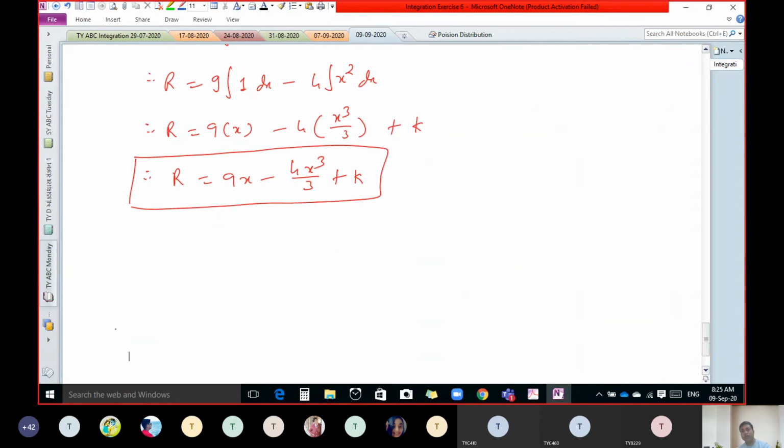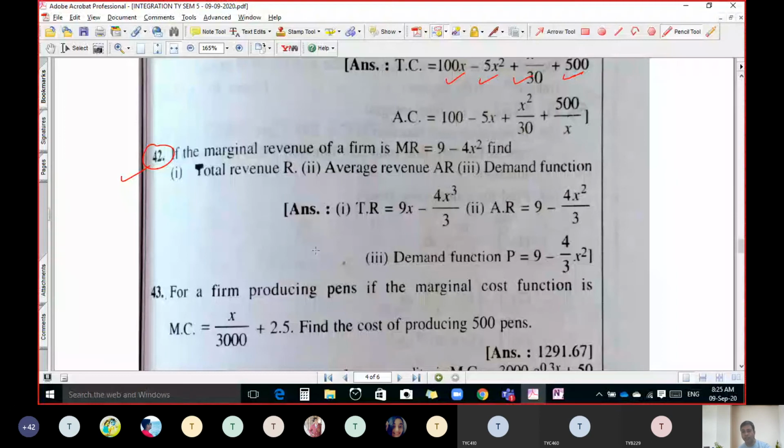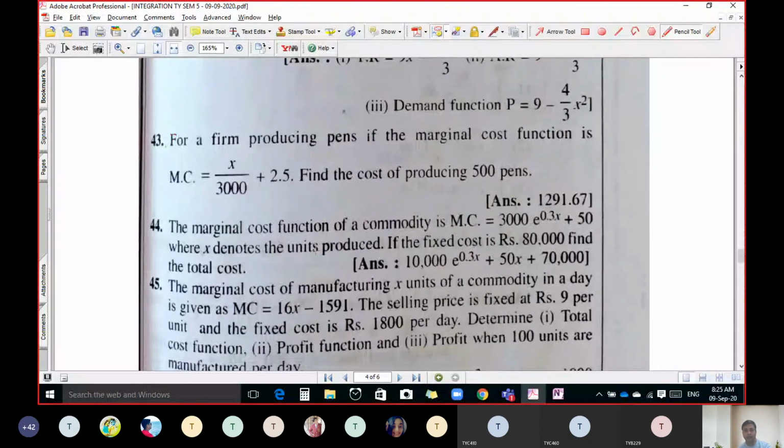Sometimes it is given like, if x equal to this, revenue equal to this. So we have to put x equal to that value and revenue equal to that value, so we get value of k. But if nothing is given, then we have to use simple concept: if x is 0, then revenue equal to 0. Sometimes in examples we have to given like this.